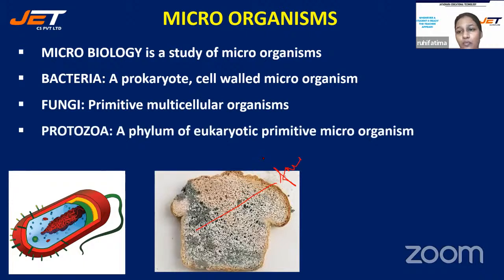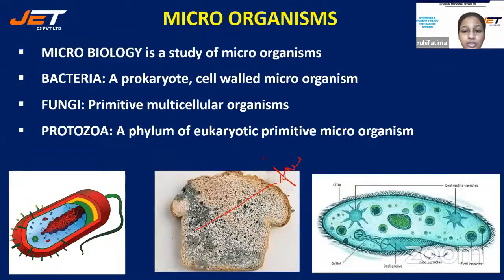Then protozoa. What is protozoa? Protozoa is a phylum of eukaryotic primitive microorganisms. Protozoa is a phylum, and under this phylum we study the eukaryotic primitive microorganisms. Understood, students? See, this is the picture of paramecia.